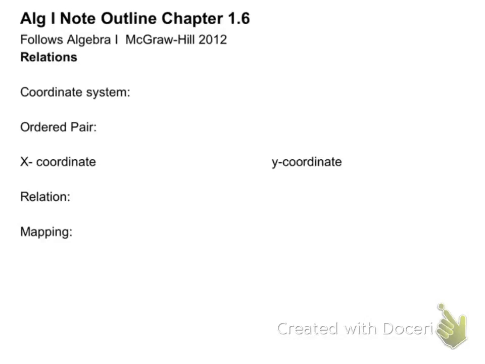This is Algebra 1, Chapter 1.6. We're going to talk about relations, or relationships in math. So, first thing we have to do is do a couple of these definitions here. Get these out of the way.